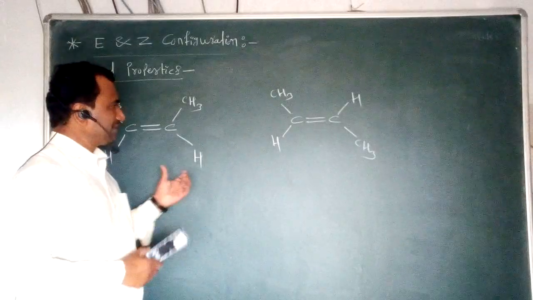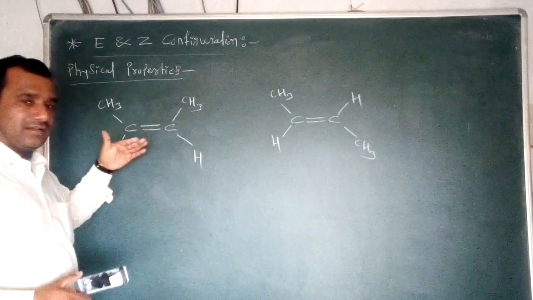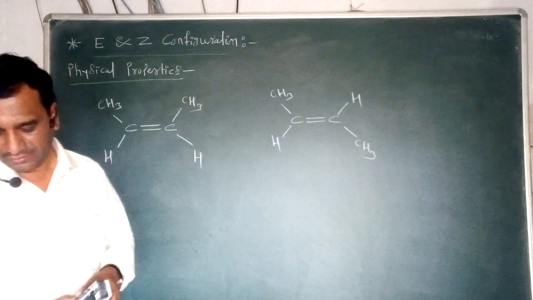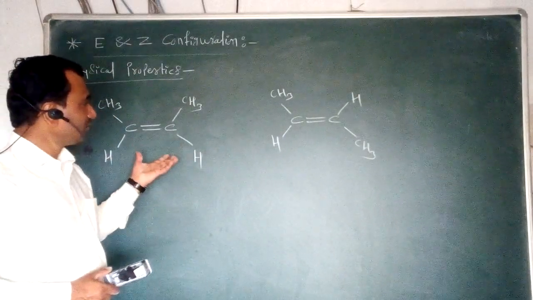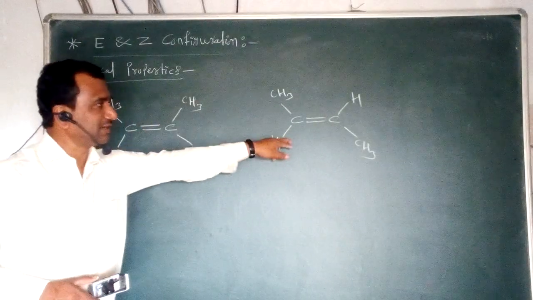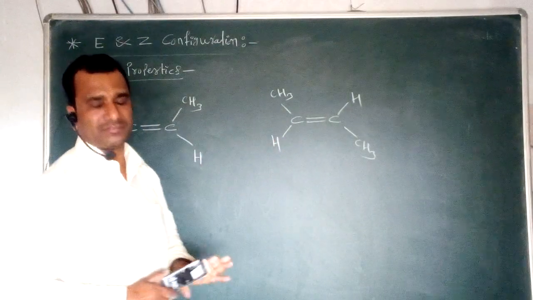Now we can say that the first is cis-2-butene, and the second is called trans-2-butene. Specifically, in the first compound the similar groups are present on the same side, while in the second compound similar groups are present on the opposite side.